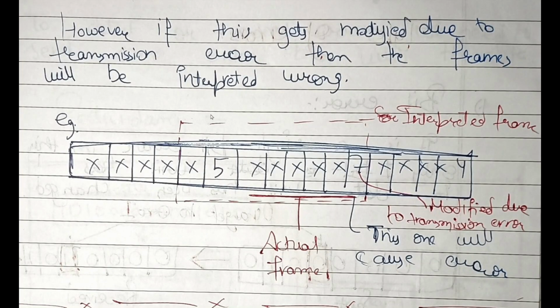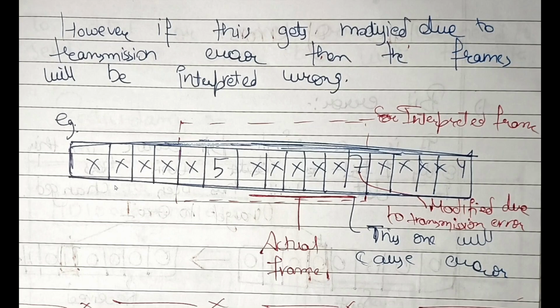Well, there is a serious chance of error here. If the count gets modified due to transmission error, then the frame will be interpreted wrong. Suppose there were 10 bytes, so the count has to be 10. However, due to transmission error, that 10 got modified into 5, or suppose 10 got modified into 12 somehow, then the frame will be interpreted wrong. This will cause a framing error.